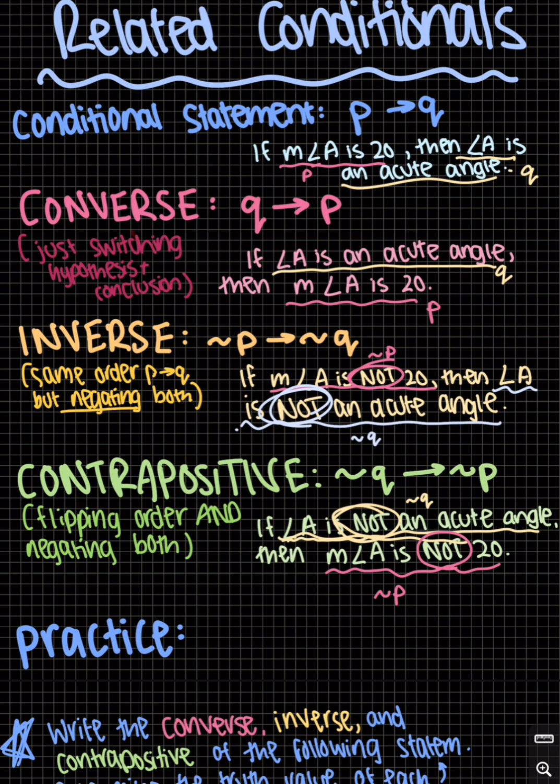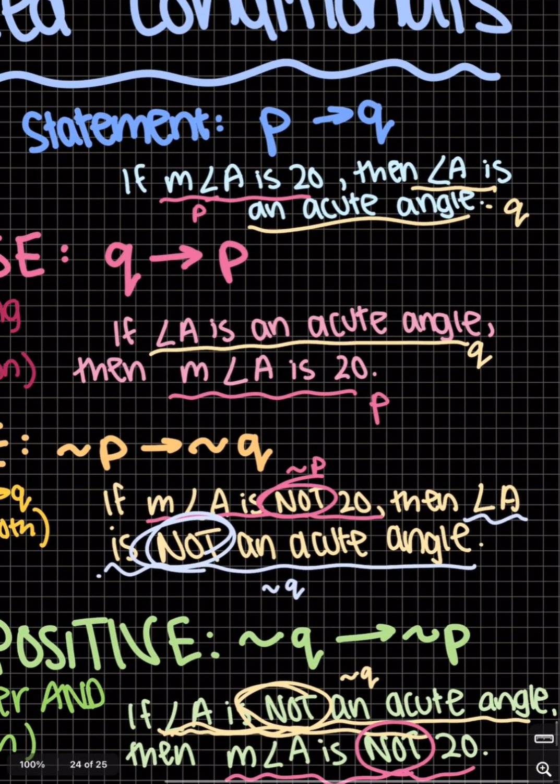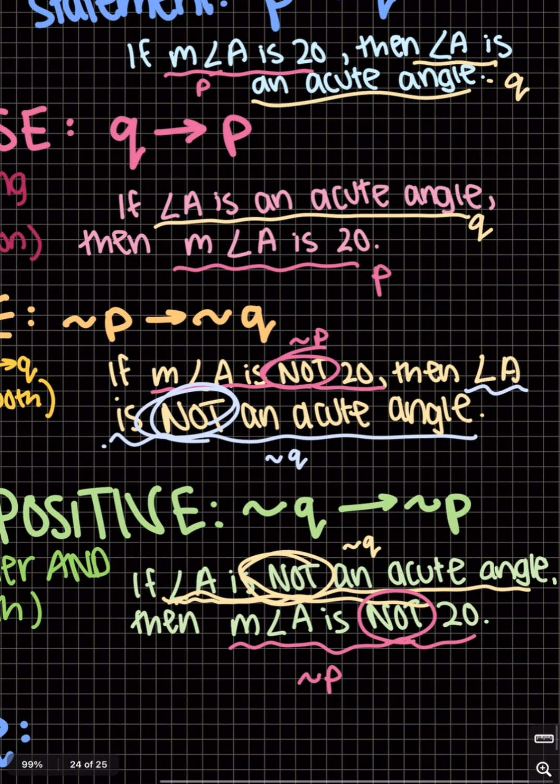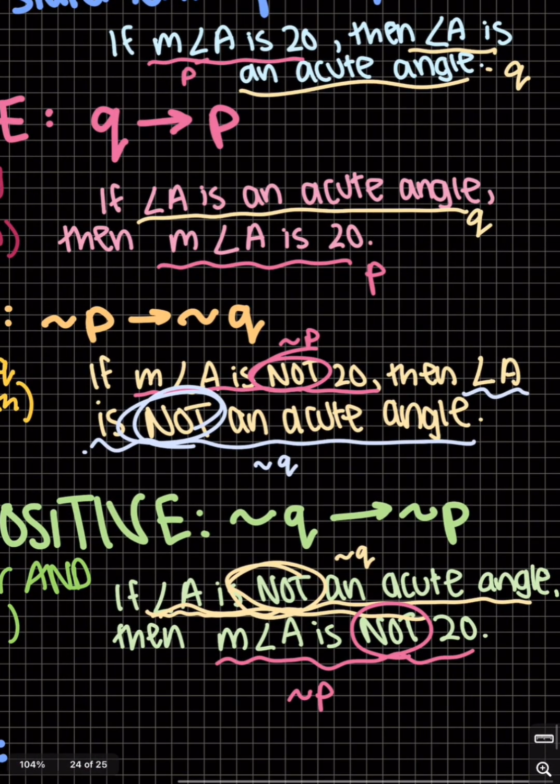And the same thing goes for the converse and the inverse. A converse and an inverse are both logically equivalent, because if you read here the converse: if angle A is an acute angle, then the measure of angle A is 20. And then if you read the inverse: if the measure of angle A is not 20, meaning that if the measure of angle A is like 80, then angle A is not an acute angle. This is also correct, right? And these are both logically the same thing if you think about it.